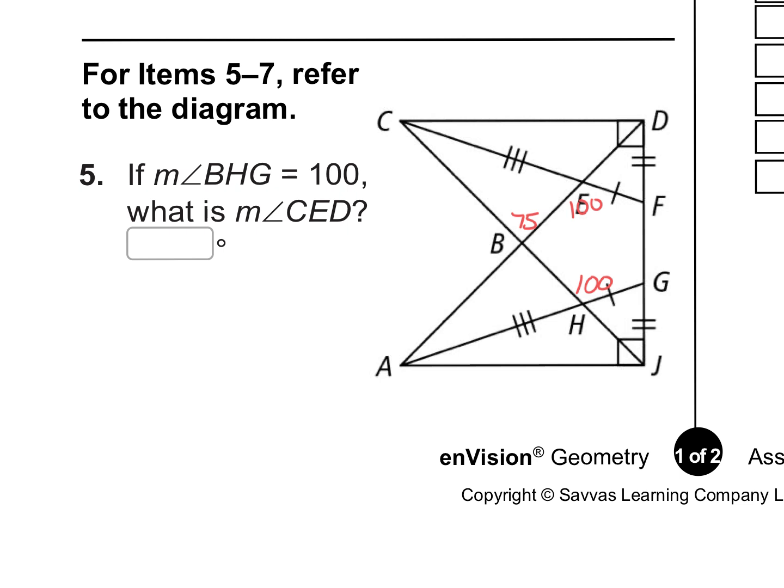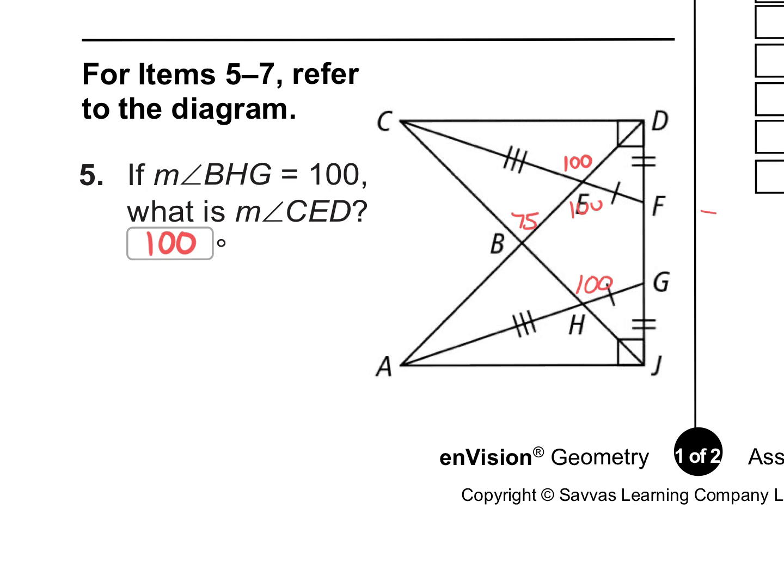Okay. What is the measure of angle CED? So this one right here. Why is it 100? Because it's a vertical angle. Yep. So this one is 100 because across from there we have vertical angles. Once you figure out something, what should you do? Put it in the picture. Yep. So this is 100.